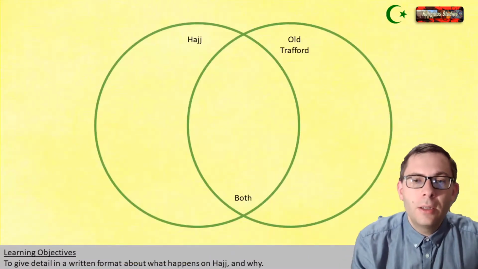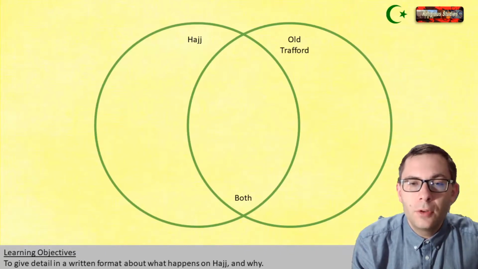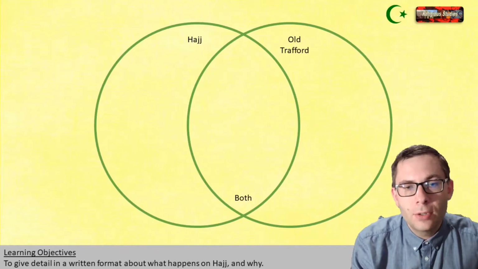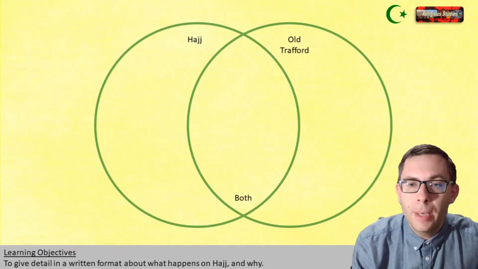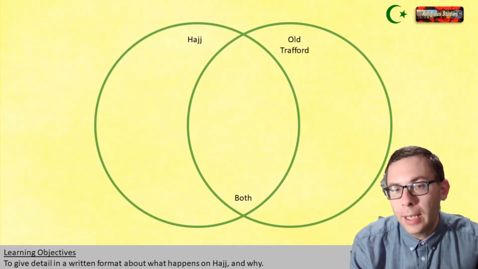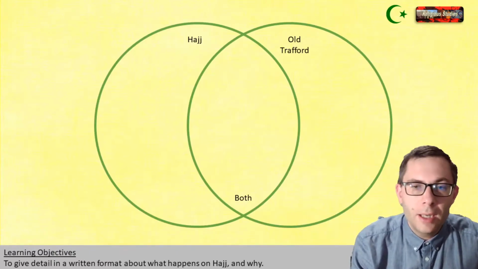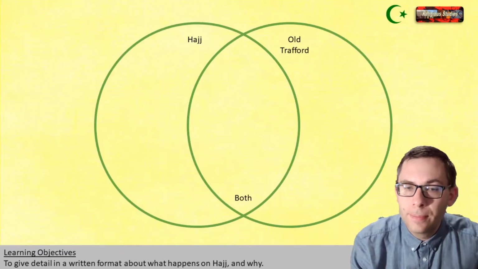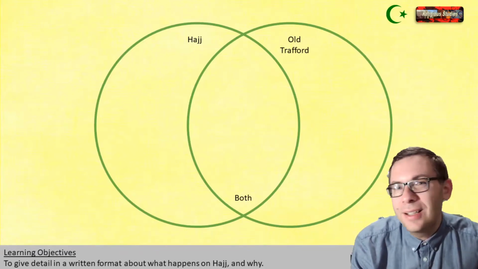The next thing we're going to do is construct a Venn diagram, which is where you've got some information on the left, some information on the right, and some in the middle. On the left is going to be Hajj, things that only happen on Hajj. On the right is going to be things that only happen at Old Trafford. And in the middle are the links in between. Now you might say, I can't really see where you're going with that, Mr. Shelton. It's not very sensible to make that link.